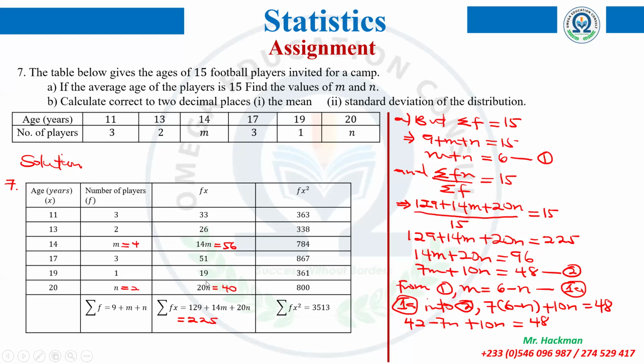You multiply these two together to get what you have here. How to generate this shouldn't be a problem. Then if you sum the constants, that gives you 129. You have one term in M, which is 14M, and one term in N, which is 20N. You add that one as well.